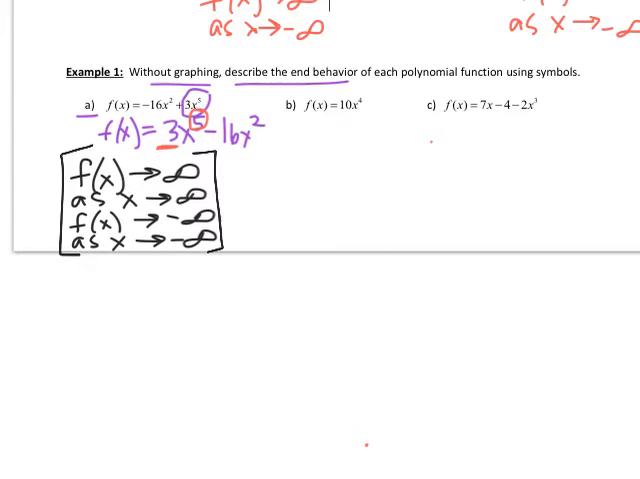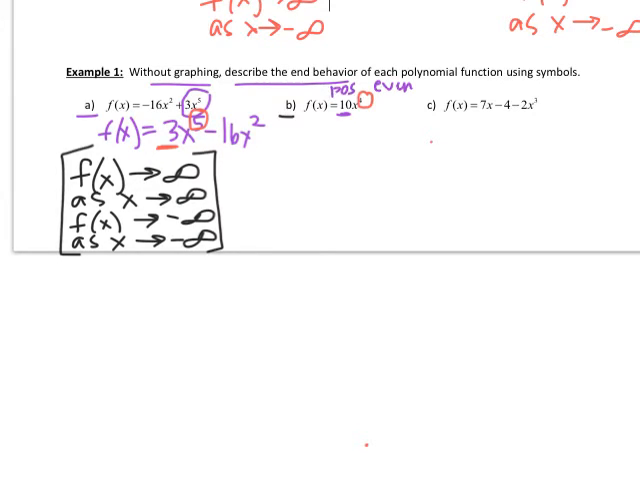So we want to take a look at the next problem, problem B, and that says 10x to the fourth. Well, that's easy because there's only one term. Remember, the end behavior is based on the leading coefficient, is it positive or negative, and the degree. The degree for this one is even, and the leading coefficient is positive.